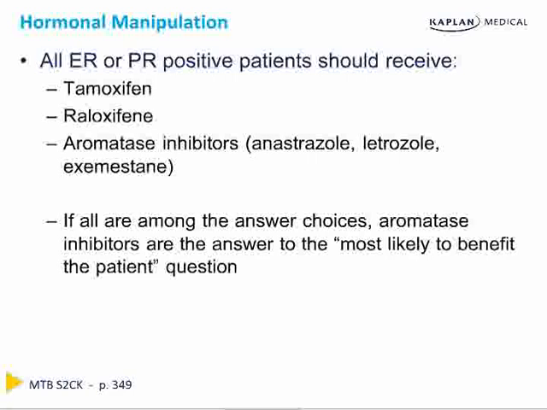Raloxifene has a benefit that it is an antagonist both in the breast and in the endometrium, so it has much less risk of increasing chances for uterine cancer. The aromatase inhibitors work by blocking the production of estrogen, and studies have actually shown that aromatase inhibitors work better than either tamoxifen or raloxifene. So, if all of these are present as answer choices, you should choose one of the aromatase inhibitors. It's going to be most likely to benefit the patient.